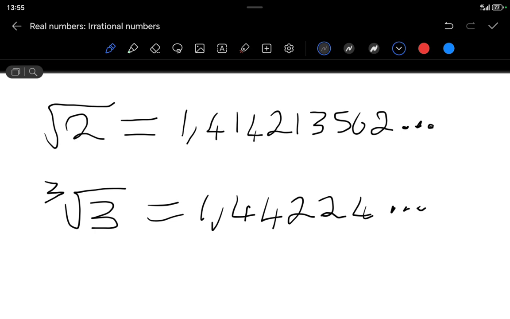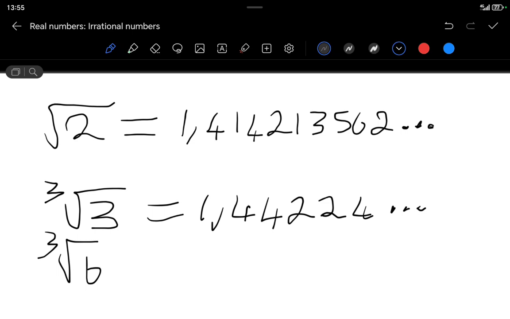Because of this, it's not recurring and it's non-stopping. It continues. It's infinite, and there is no repeating pattern. So they cannot be written as a common fraction, a over b. Hence they are considered to be irrational. The same applies to the cube root of 6. They're not perfect cubes and they're not perfect squares.